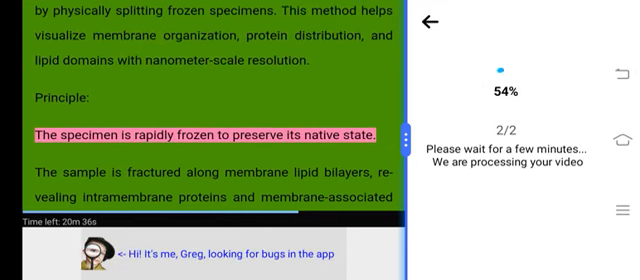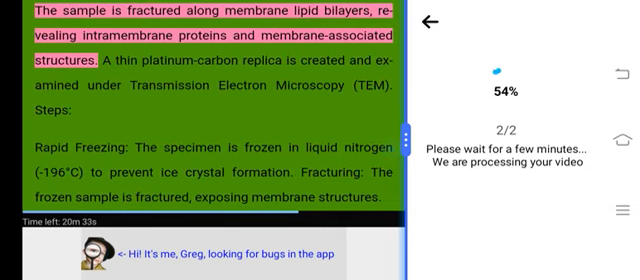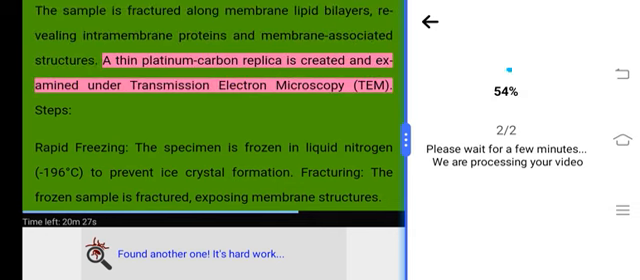Principle. The specimen is rapidly frozen to preserve its native state. The sample is fractured along membrane lipid bilayers, revealing intramembrane proteins and membrane-associated structures. A platinum carbon replica is created and examined under transmission electron microscopy (TEM).